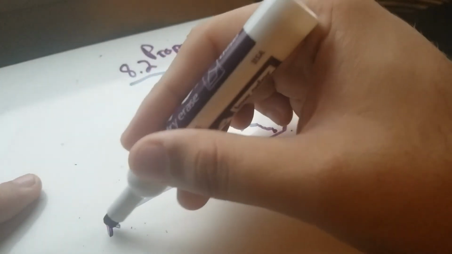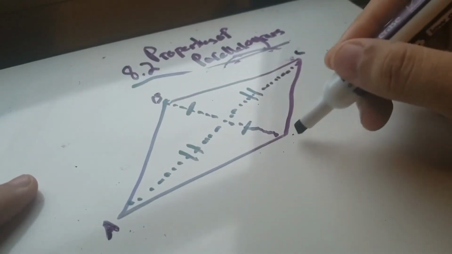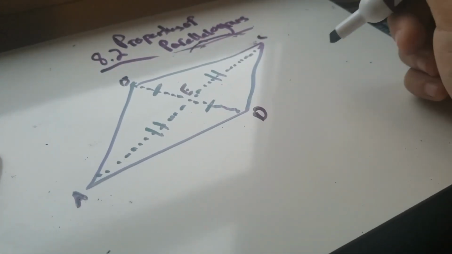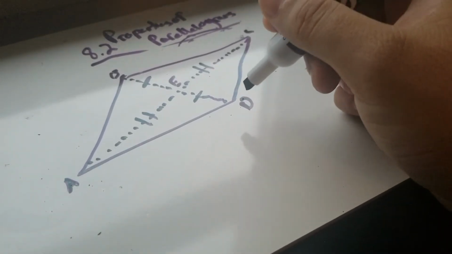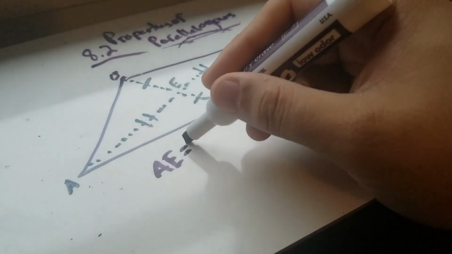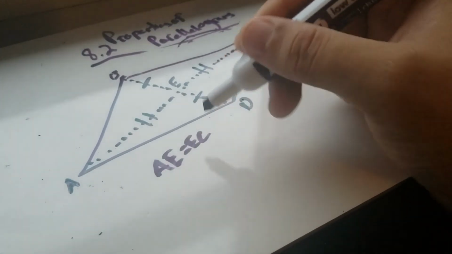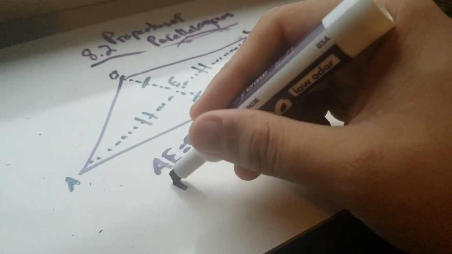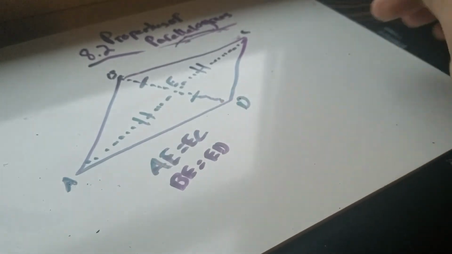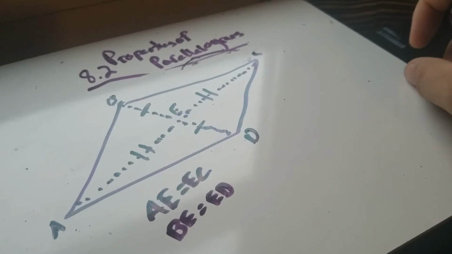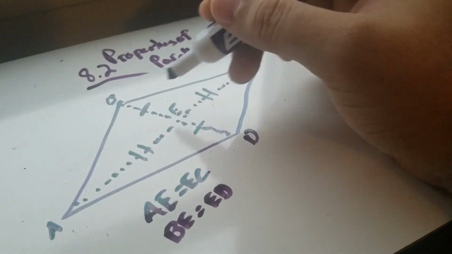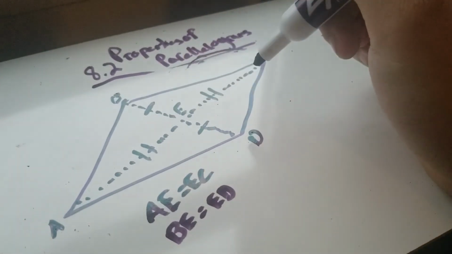So I'm going to put some letters here: A, B, C, D, and let's put an E in the middle. So if I know it's a parallelogram, and I have two diagonals, I know for a fact that AE should equal EC, because it's getting bisected. And I know BE is equal to ED. So these things are getting cut into the same size pieces.